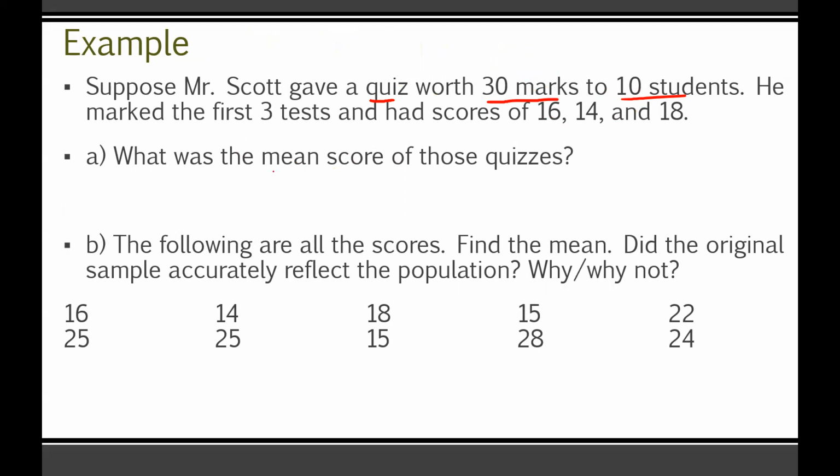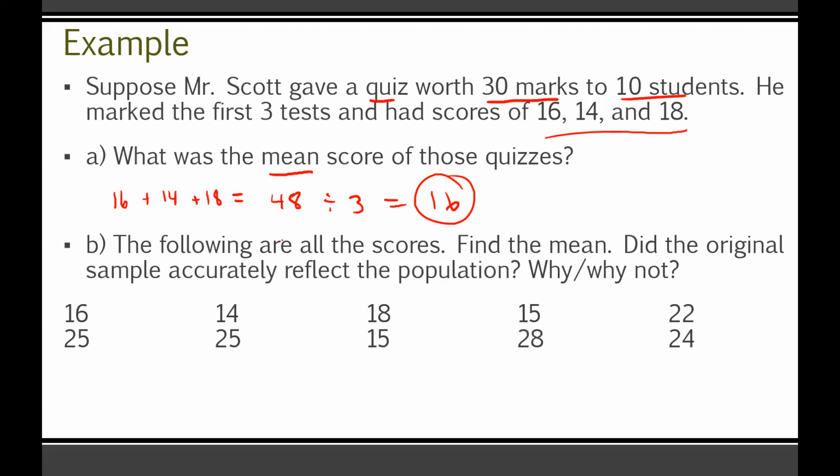Okay, so to find the mean, remember you just add up the data items and then divide by the number of them. So add up all your data items, divide by how many you had. In this case, the mean of those quizzes would be 16 plus 14 plus 18, which is 48, of course. And then we have to divide that by 3, and that is 16. So the mean of that data set is 16, just for those 3 quizzes.